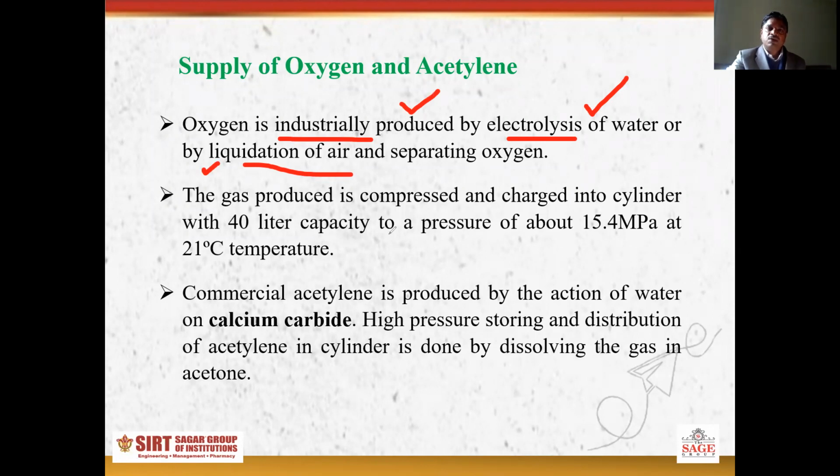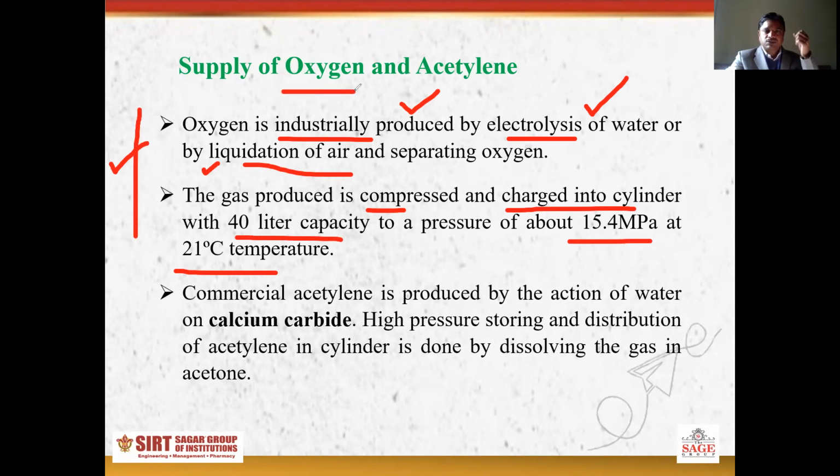And after obtaining that oxygen gas, it is compressed and charged into cylinders with a 40-liter capacity. At what pressure? That is 15.4 megapascal at a temperature of 21 degrees centigrade. So this is the procedure for obtaining or supplying the oxygen.